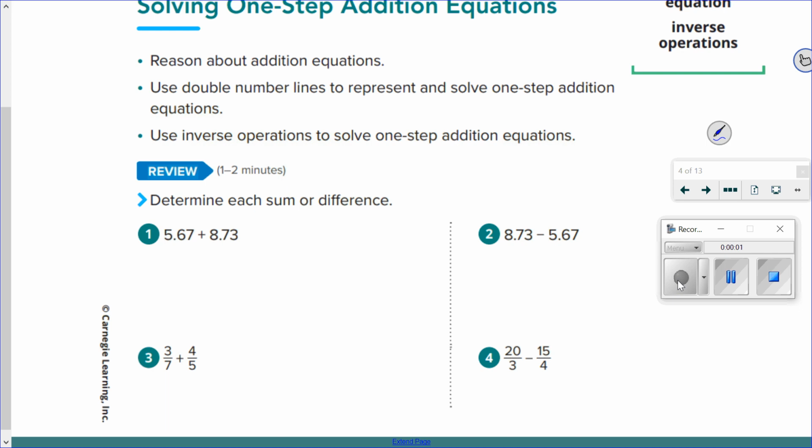And at the bottom, we are going to do our review like we always do. It asks you to find the sum or difference for each problem. We're only going to give you about 4 minutes because you're only adding and subtracting, and then we'll go over them. Go for it.